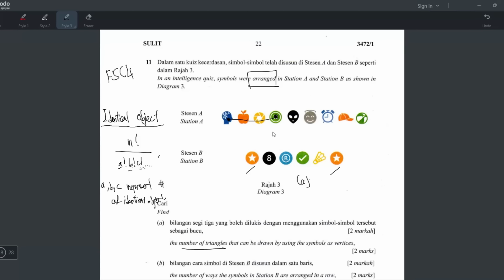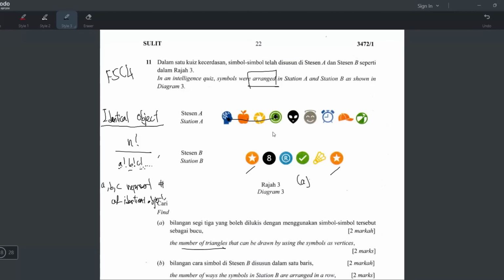Dalam bahasa Melayu, susun. So bila susun, maksudnya susunan penting. Order tu is important. So you have to use permutation P lah. Alright, so you want to arrange symbols in station B. So station B, 1, 2, 3, 4, 5, 6. So there's only 6 symbols. You want to arrange B, but you arrange in a row.